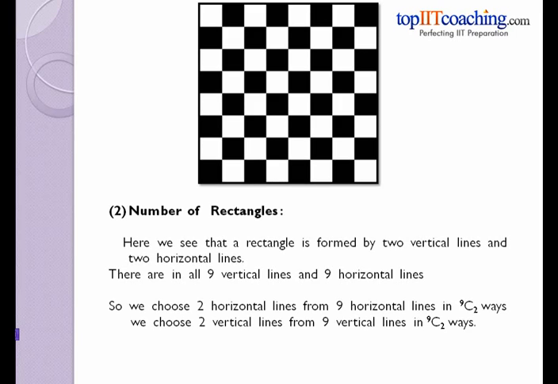So what we do is we choose 2 horizontal lines from 9 horizontal lines in 9C2 ways, and we choose 2 vertical lines from 9 vertical lines in 9C2 ways. Thus the total number of rectangles in an 8 cross 8 square chessboard is equal to 9C2 into 9C2, and that is equal to 36 square, which is equal to 1296. Thus the number of rectangles in an 8 cross 8 chessboard is equal to 1296.